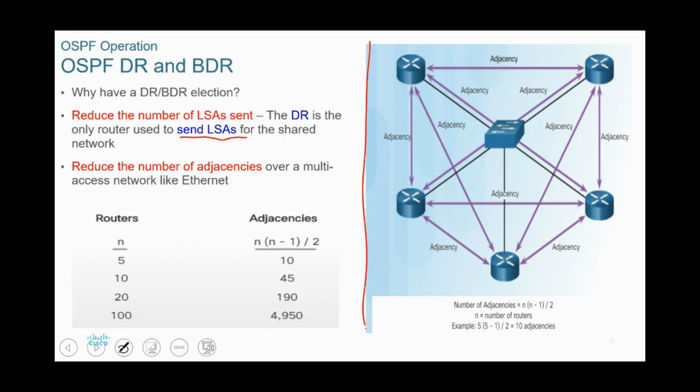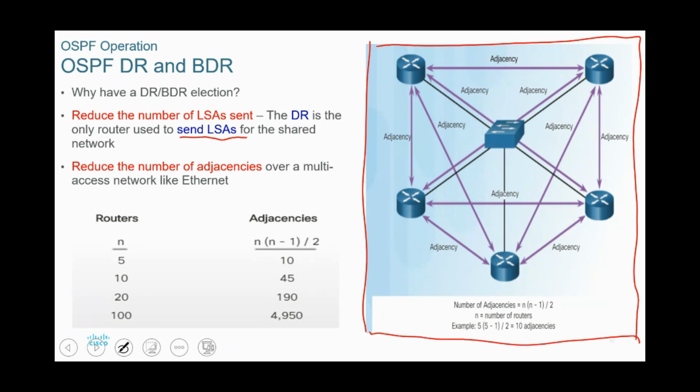In this topology here, this is an example of a multi-access network. The second purpose is to reduce the number of adjacencies over a multi-access network. So there are two reasons why you need to do the election for DR and BDR. And again, how to do the election? The router is going to base it on the highest router ID. That's the first condition for these elections.